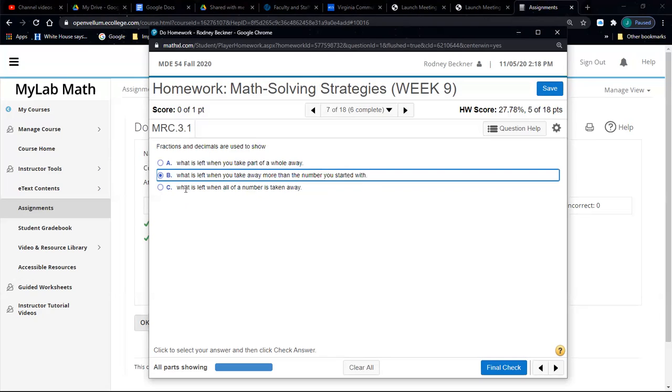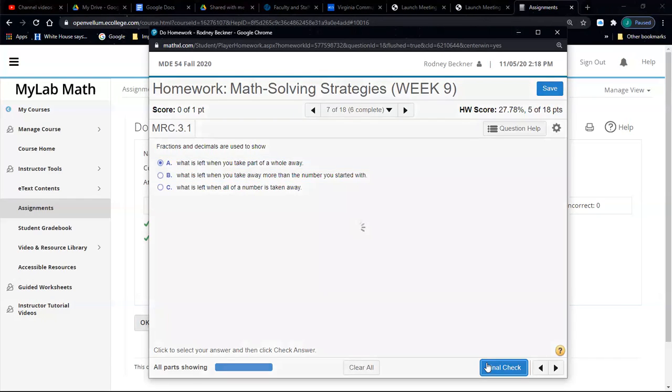What is left when all of a number is taken away, or what is left when you take part of a number away? Well, if you take all of it away, if you take a whole away from a whole, you're left with nothing. So that's not really that great. So it's what is left when you take part of a whole away.